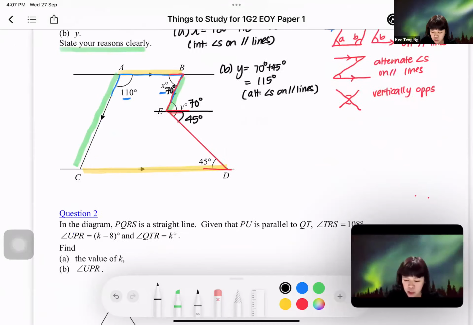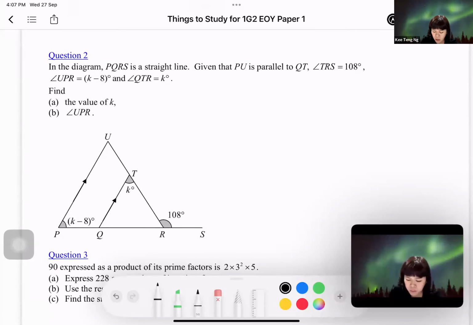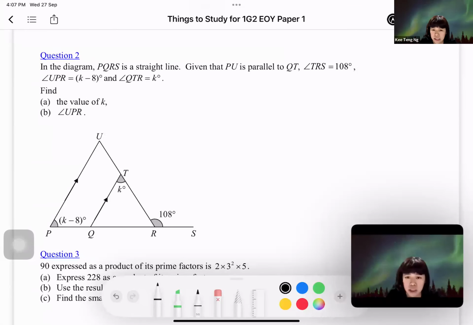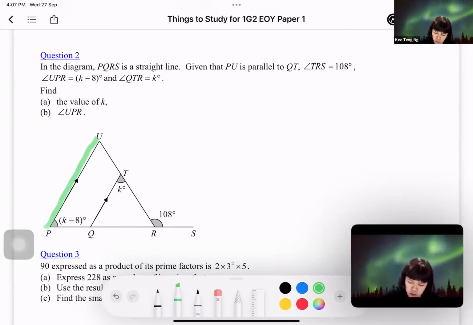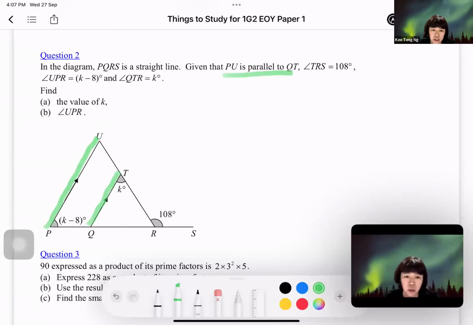Question number 2. Let's do one more question. But now I pick a question that's slightly different, that doesn't have numbers. You've got algebra that we need to work on. First let's see, they have a straight line. They give you that PU is parallel to QT. So this is what the question says, right?